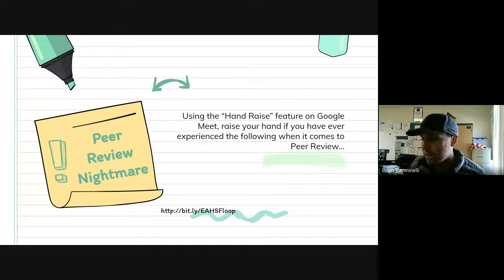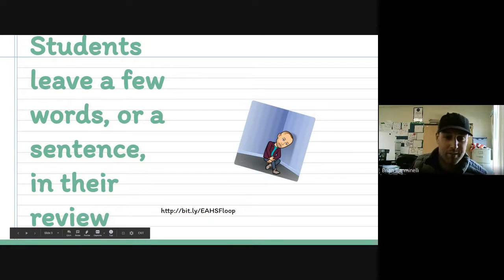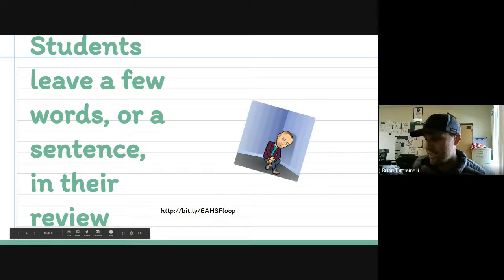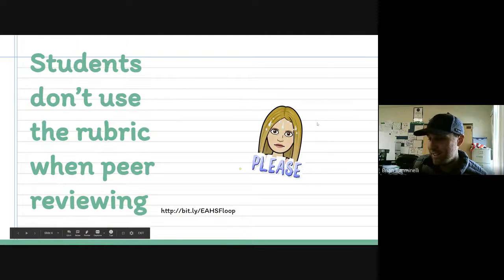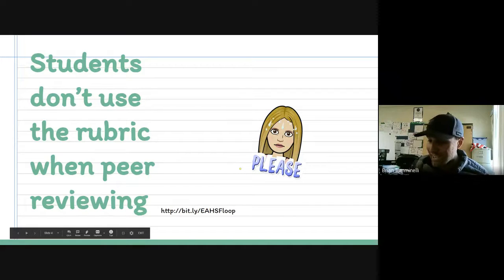Number one, students leave only a few words or a sentence in their peer review. Boom, see, easy enough. Excellent. We'll do the next one. Students don't use the rubric that you've provided for peer review. I'm raising my hand on this too. Very good, most of you, there you go. All right, next.